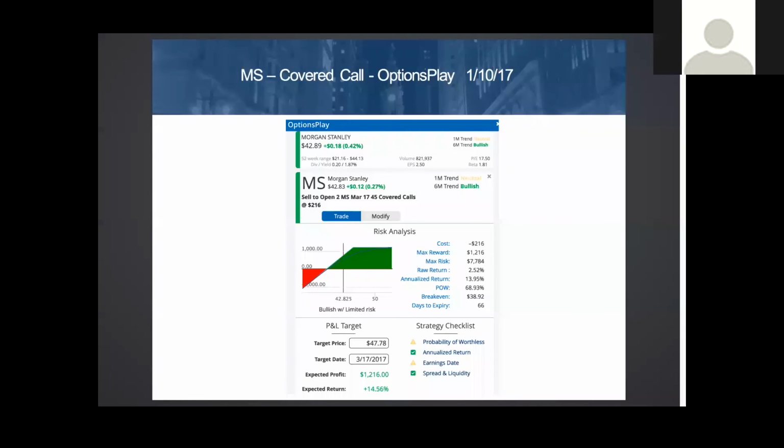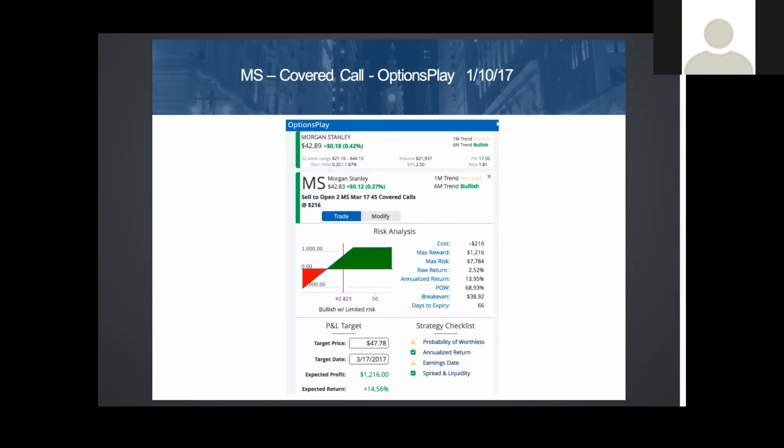Yeah, so what you're seeing on your screen here is what you'll be able to get from OptionsPlay by typing in Morgan Stanley, clicking on the income tab. And what it will do is it will actually search for a suitable covered call opportunity. And I'll show you how you can set some predefined settings to meet your personal risk tolerance, as well as how actively you trade, so that OptionsPlay will find the covered call opportunity that best suits you.